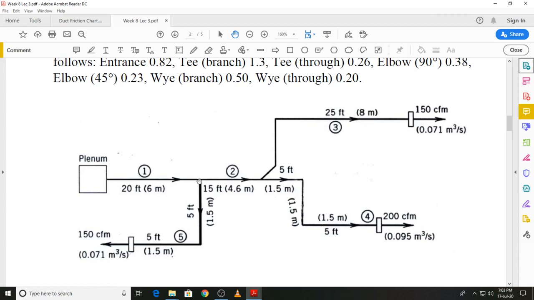Then we will move into segment 5, and when we move into segment 5 we go from the T into the branch. So the dynamic loss will be T branch. Then you have a straight section for which we will have the frictional pressure drop. Then we have a 90-degree elbow, so there will be another 90-degree dynamic loss. And then we have a straight section, so we have a frictional pressure drop due to that straight part of the duct. And finally there is a loss due to the outlet of 5 pascals.